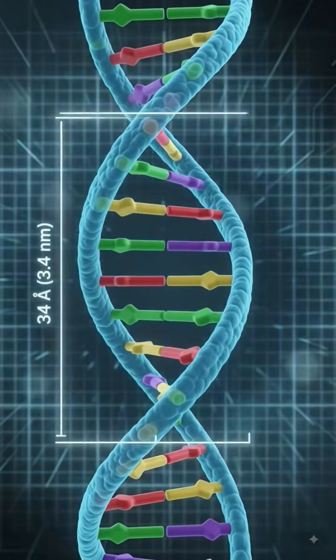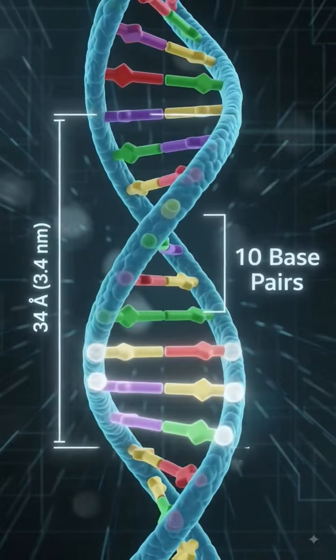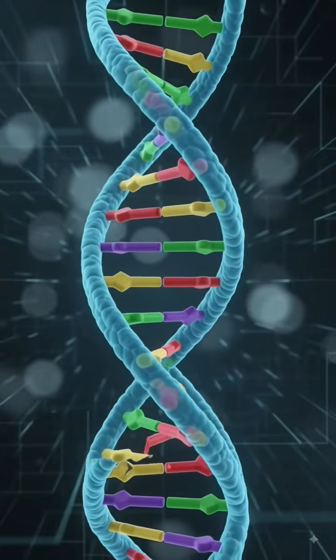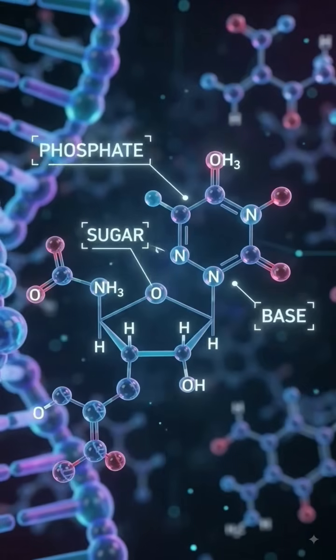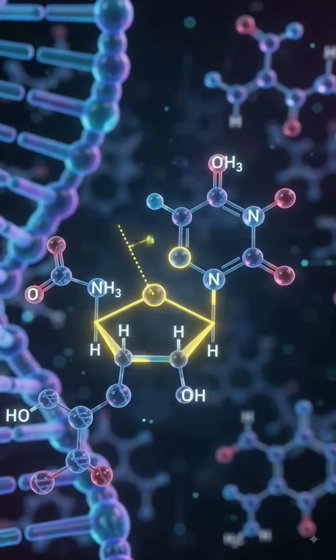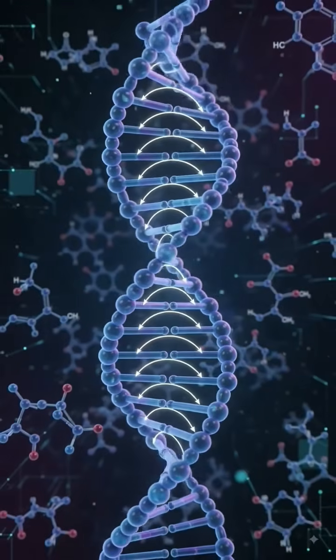A single complete turn of the DNA double helix measures exactly 34 angstroms, and within this length, it contains about 10 base pairs. Ever wonder why DNA is a helix? It comes down to the bonds between the phosphate, sugar, and base. These bonds force an attachment at 120 degrees instead of a flat 180 degrees, creating the twist.